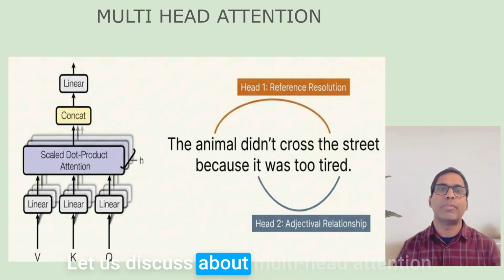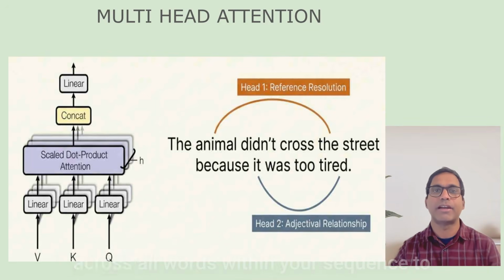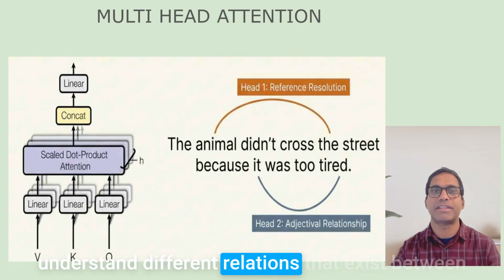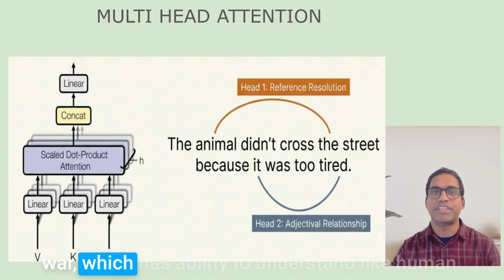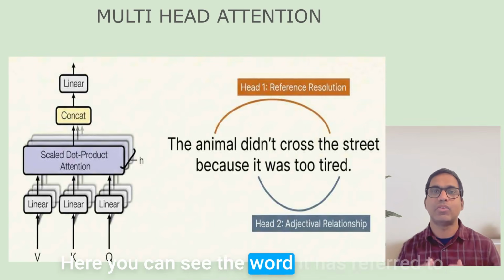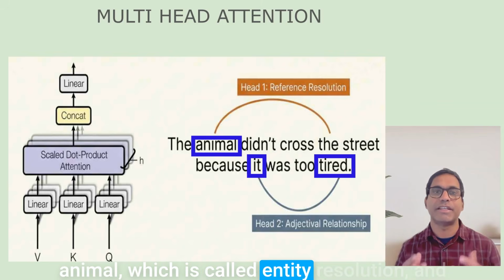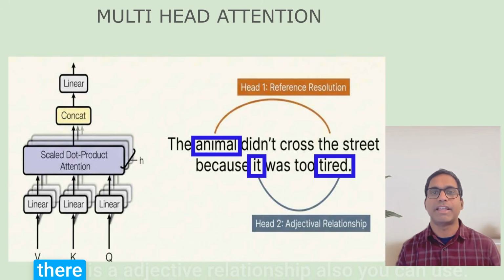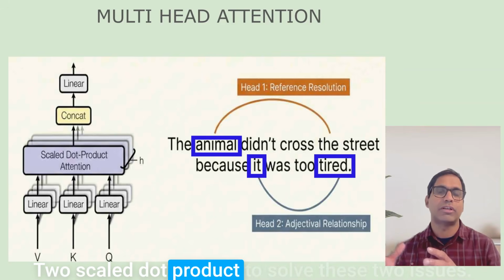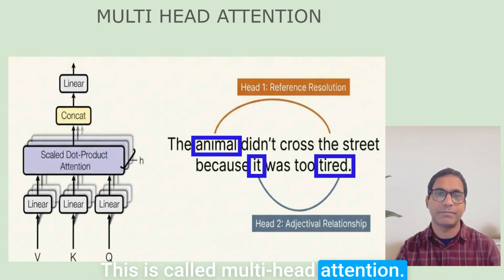Let us discuss multi-head attention. The multi-head attention operates in parallel across all words within a sequence to understand different relations that exist between words, which has the ability to understand like a human. Here you can see the word it has referred to animal, which is called entity resolution, and there is an adjective relationship also. You can use two scaled dot products to solve these two issues. This is called multi-head attention.